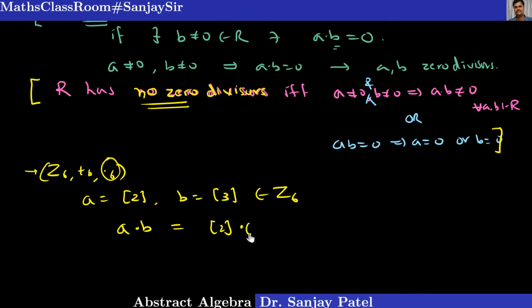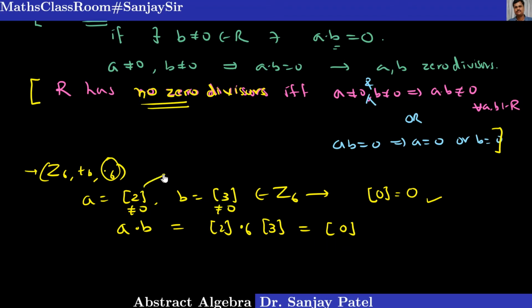So 2 times 3: this product is class 6, since 2 times 3 is 6, and 6 modulo 6 is 0. So we get the product of 2 and 3 as 0. Note that 2 is not 0 and 3 is also not 0, because in Z6 the 0 element is nothing but the class 0. So even though we have two non-zero elements 2 and 3 in Z6, their product is 0.